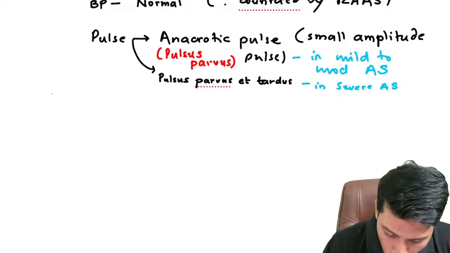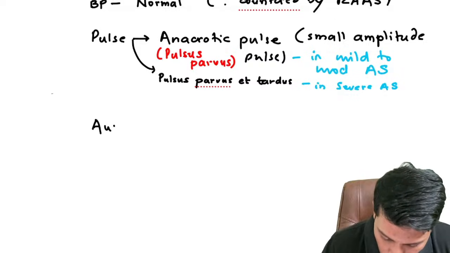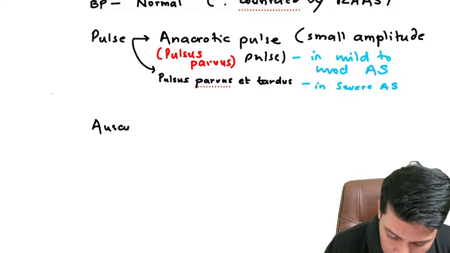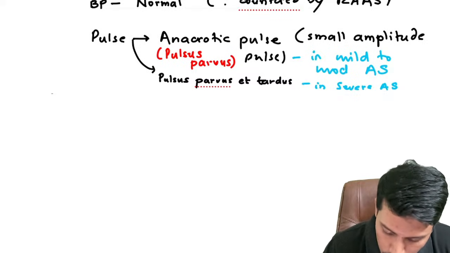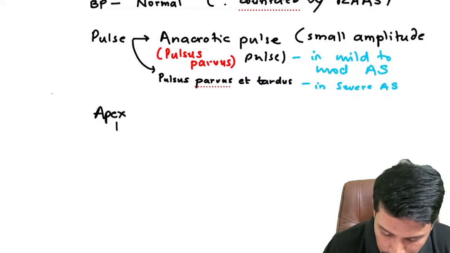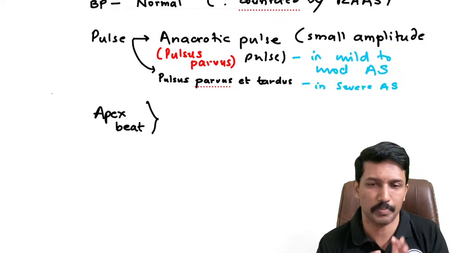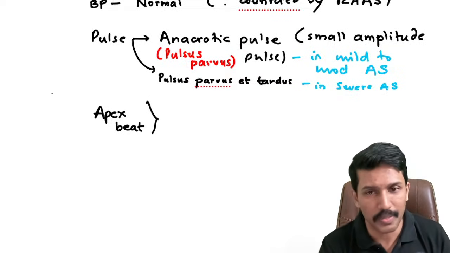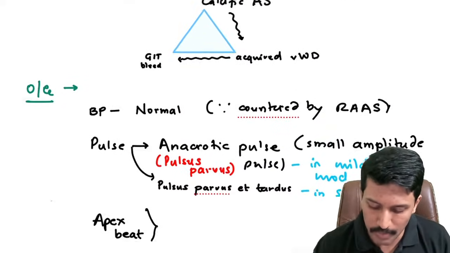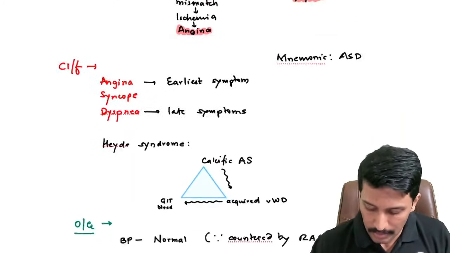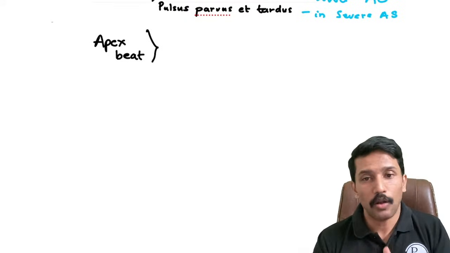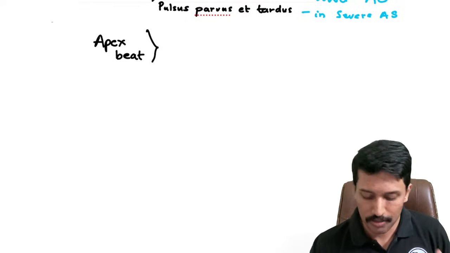Okay. Now on auscultation, I forgot to mention the apex beat, because this is what we routinely ask in the bedside discussion. What is expected in pulse, what is expected in BP, and what is expected in apex beat. So apex beat generally gets shifted. What is apex beat? Apex beat is the only part of cardiac contraction that can be felt externally.